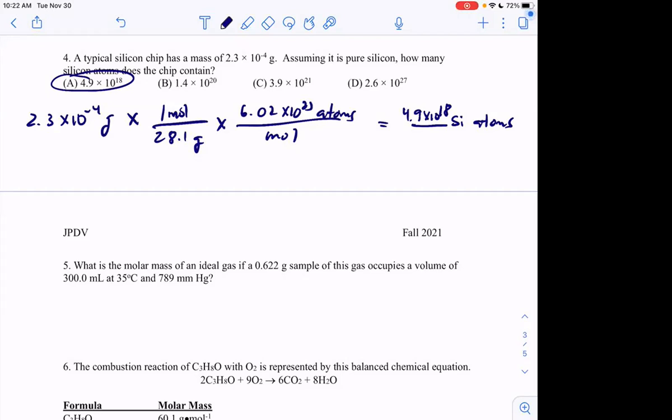Okay. All right. 5. This is a gas law one, but it does the one I said. It's asked for the molar mass. What is the molar mass of an ideal gas if 0.622 grams sample of this gas occupies a volume of 300 milliliters at 35 degrees C and 789 millimeters of mercury? This is probably a little long for a final exam question.